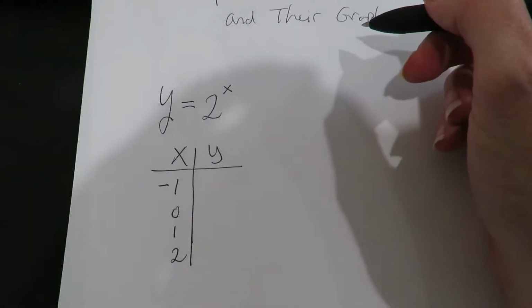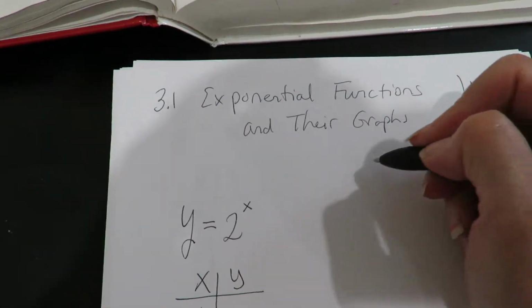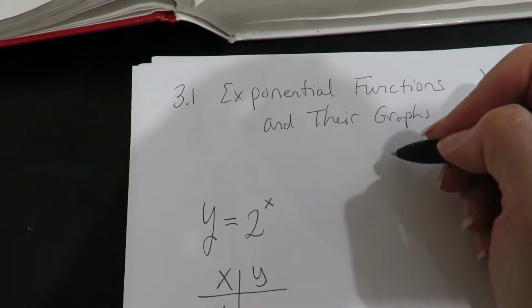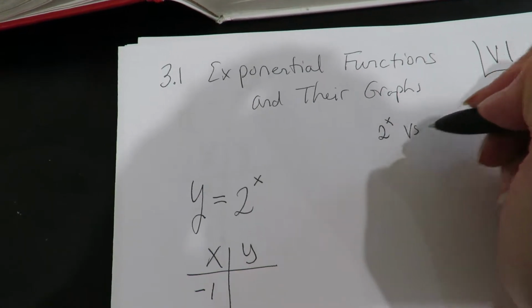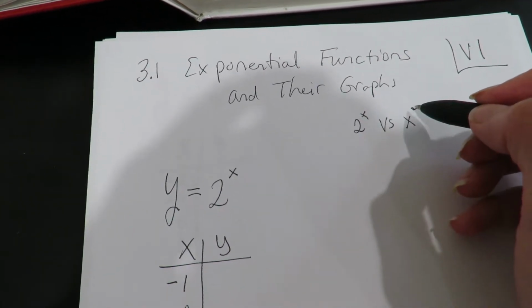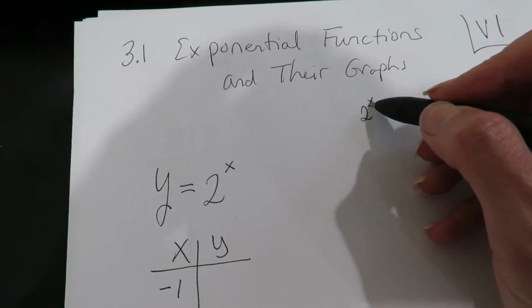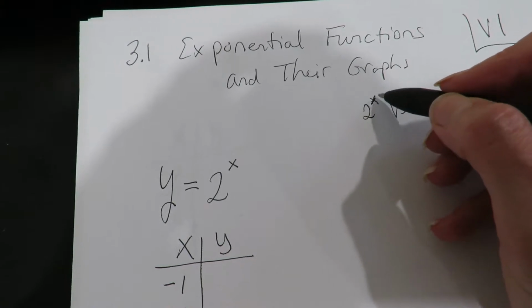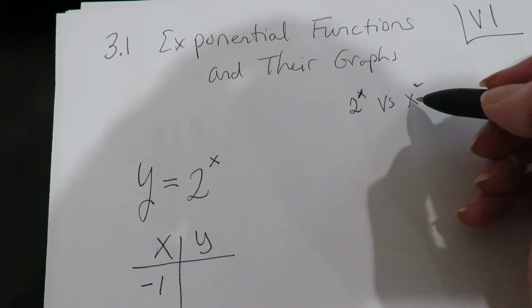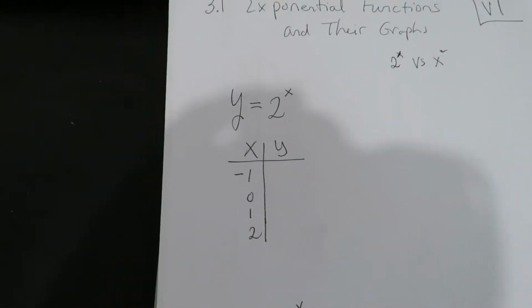Now, when you first see this, it's really important that you register the difference between 2 to the x versus x squared. What we did in the past was x squared. This is a parabola. 2 to the x is an exponential function. What makes an exponential function is that the variable is up in the air. The variable is not the base. That makes an exponential function.